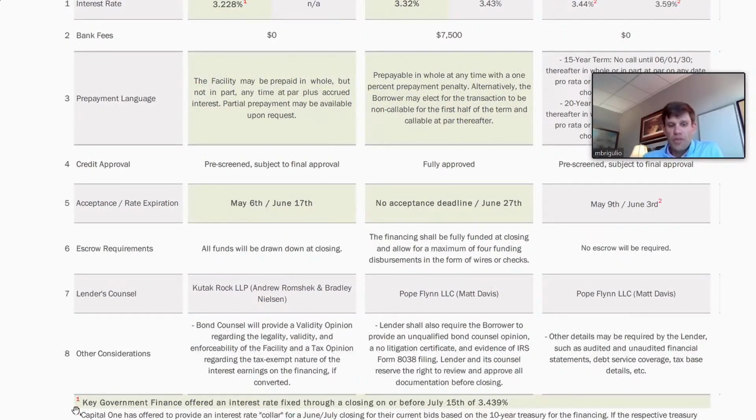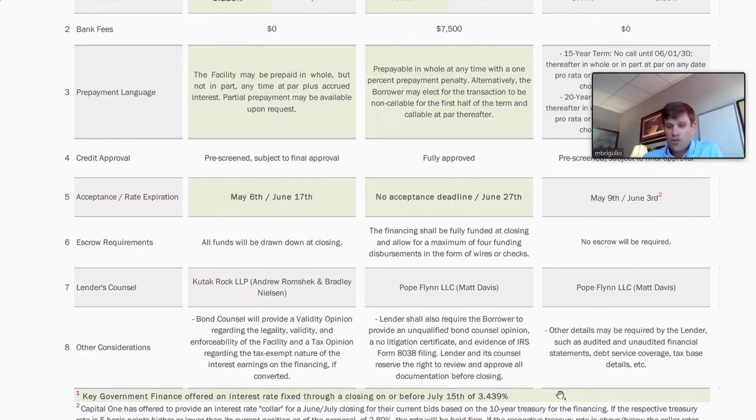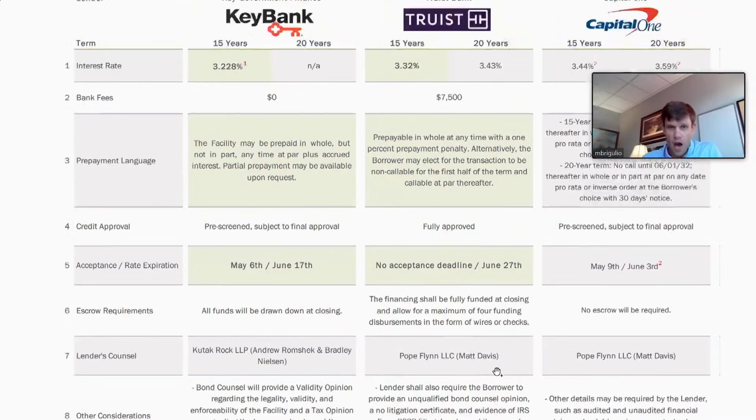We did want to note that Key Government Finance did offer an interest rate that would be fixed through July 15th, so going out a whole other month, but that does come with an increased interest rate. That interest rate would be right at a 3.44%, up from the 3.23% they're currently offering in order to lock the rate in for an extra month.